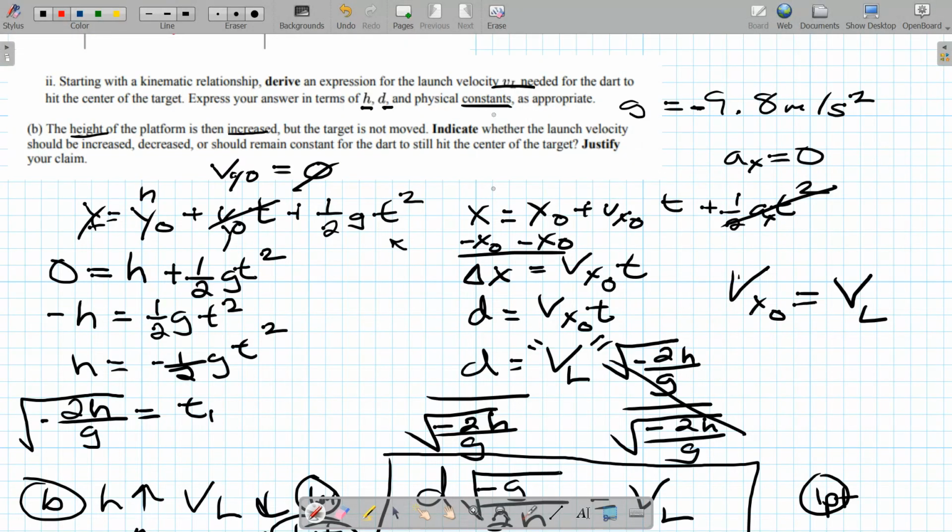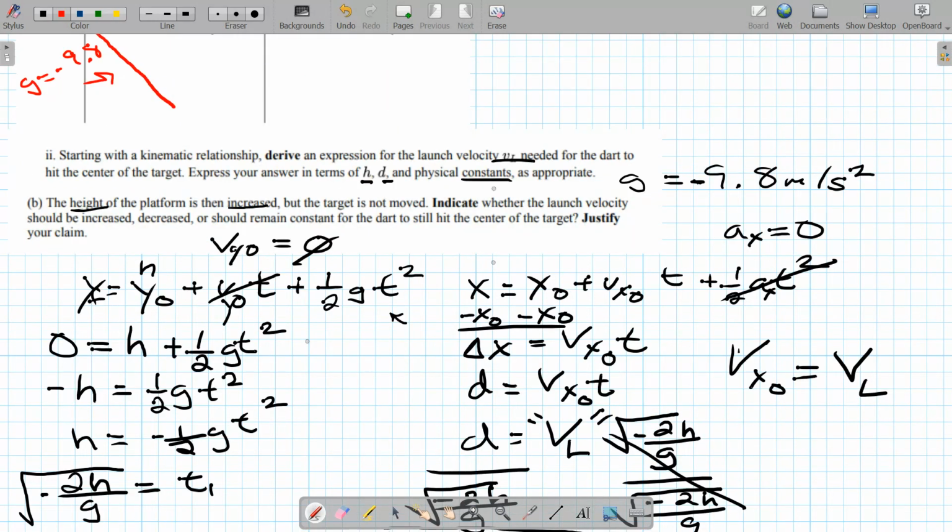Then I remember we did this in class. How did we figure out where the target was when we shot the dart off the end of the desk? We had to figure out the time that it took to fall, and we used this equation to figure out the time. And then we had to figure out the velocity in the x direction. Well, we kind of did the same thing. So what I did is I took this equation, y minus y naught equals vy naught t plus 1/2 g t squared.